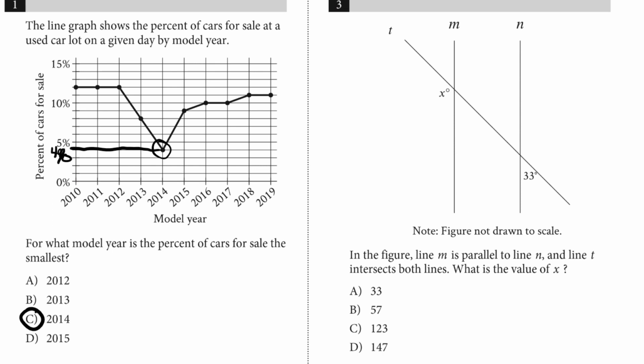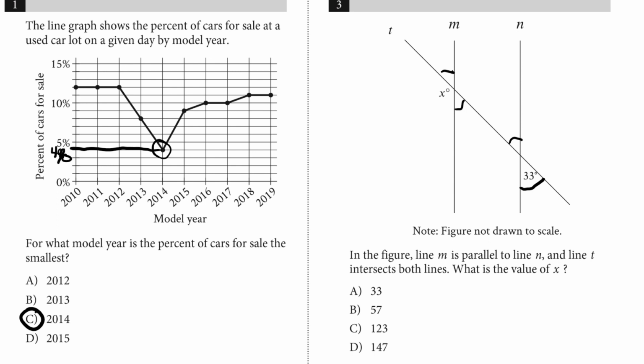Number 3. In the figure, line M is parallel to line N and T intersects both lines. What is the value of X? Whenever we're dealing with two parallel lines and one line intersecting, there's two different angles that are created from this. We can see 33. So all the angles that I'm outlining, all the smaller angles are 33.